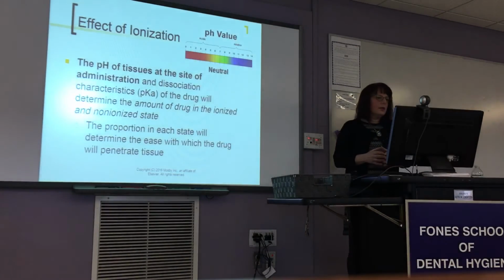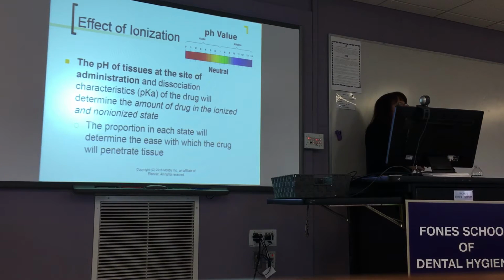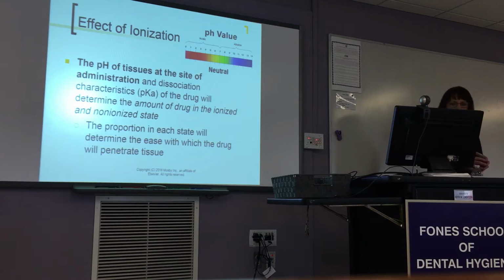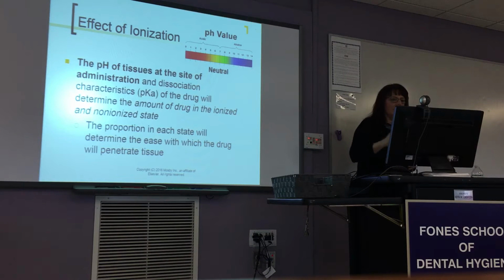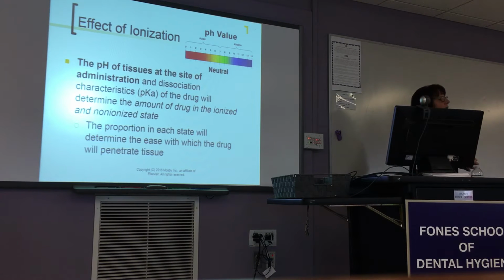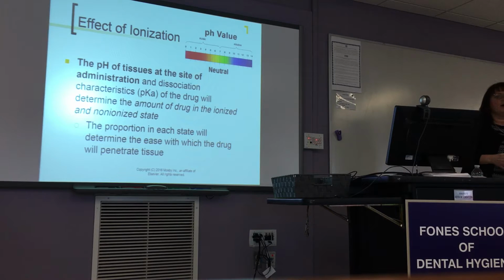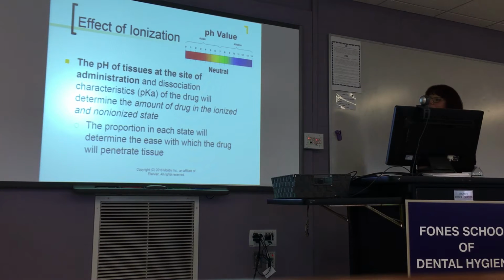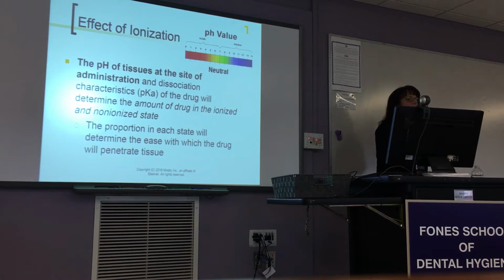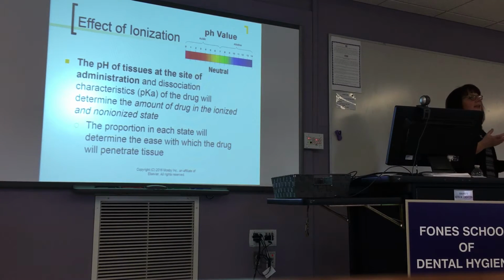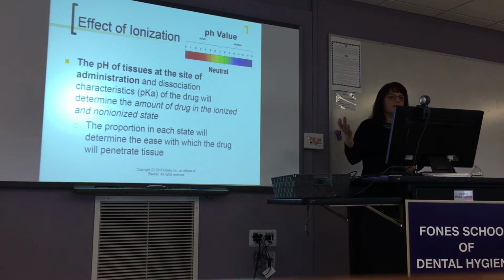Okay. The pH at the site where the drug is going, okay, and this dissociation characteristics we just talked about, okay, will determine the amount of drug that's in the ionized form and the unionized form, okay? Because the pH at the site where it's going may be basic or may be acidic, okay? And the proportion of the drug that's in that non-ionized, non-polar form, okay, is going to determine the ease at which the drug will penetrate the tissue and work.